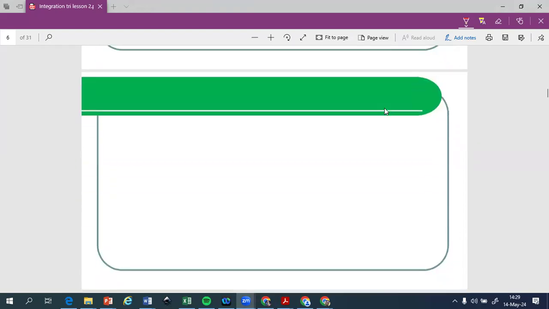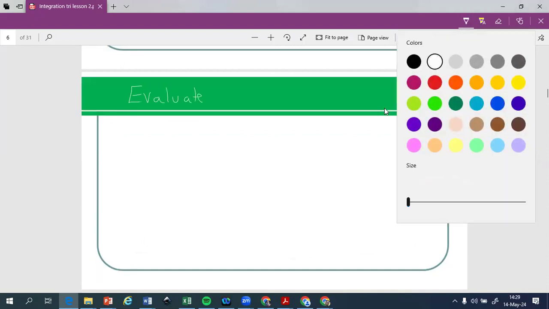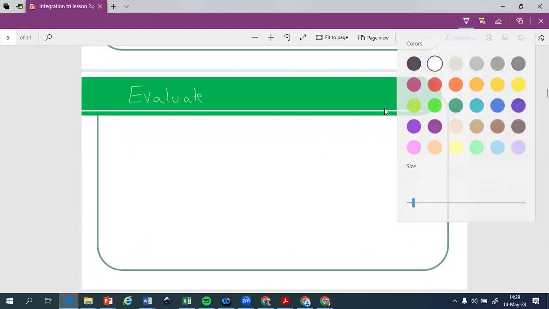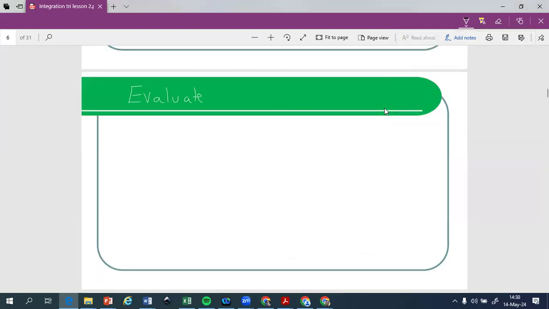Okay. Now we are going to start on our examples. And our first number, we are going to say evaluate. And what is going to be our integral? Our integral is going to be the integral of sine of x, sine of 3x dx. Now, what is very important?